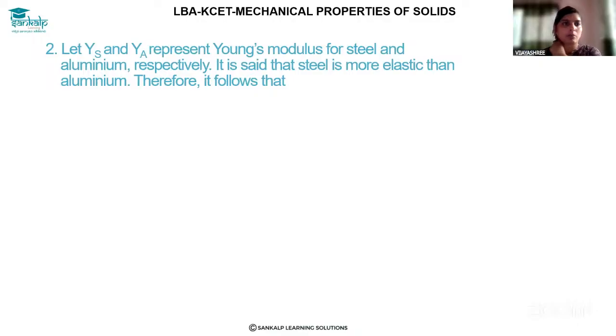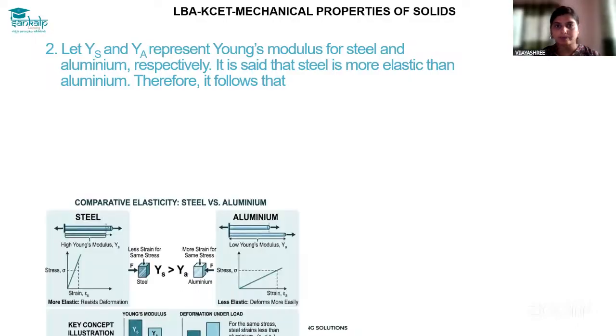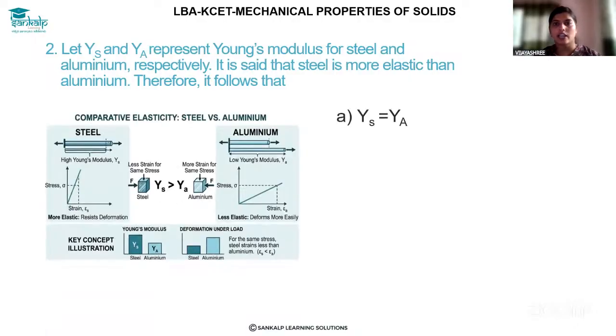Let us look at question number 2. Let Ys and Ya represent Young's modulus for steel and aluminium respectively. It is said that steel is more elastic than aluminium. Therefore, it follows that: Young's modulus of steel is equal to Young's modulus of aluminium; Young's modulus of steel is less than that of aluminium; Young's modulus of steel is greater than that of aluminium; or Ys divided by Ya equals 0.